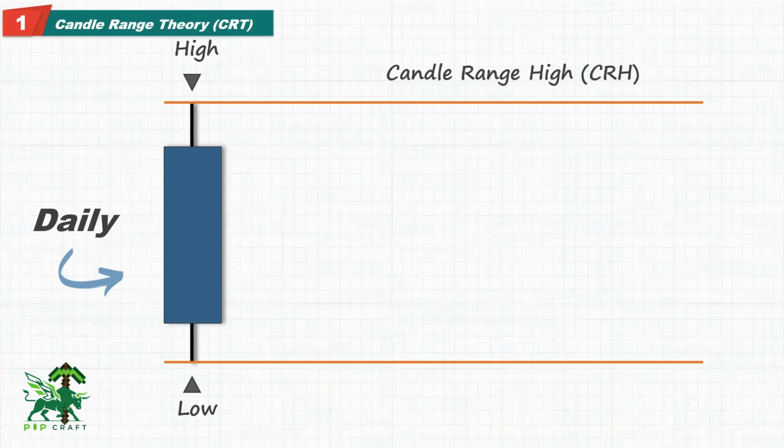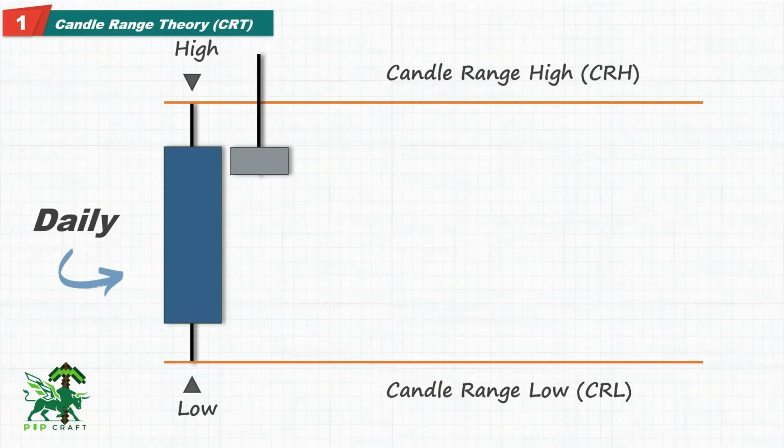The upper liquidity level is called the candle range high, CRH, and the lower liquidity level is called the candle range low, CRL. We can actually use any candle that appears on a chart, and this applies to any time frame as well. However, there are certain criteria that help us define what makes a candle ideal to use, which we'll be covering later in the video.